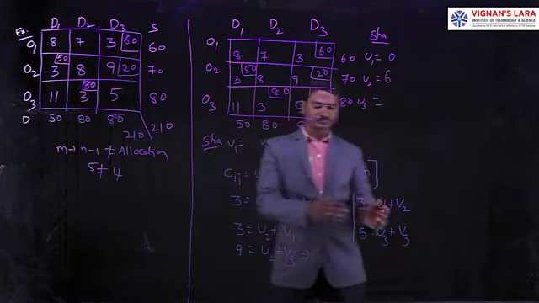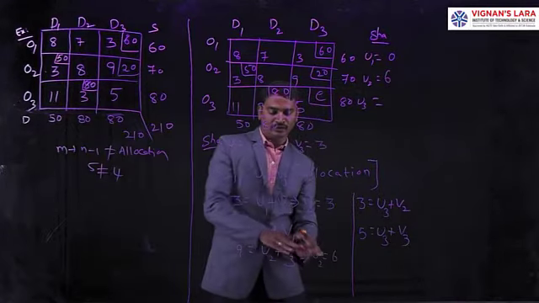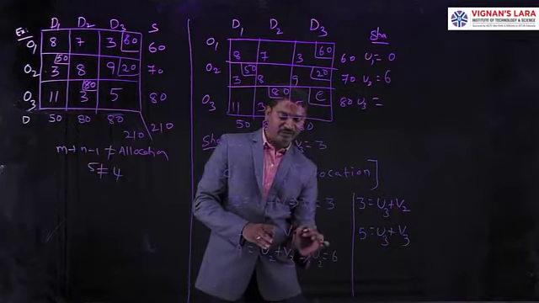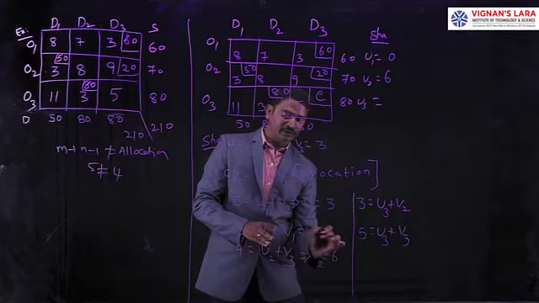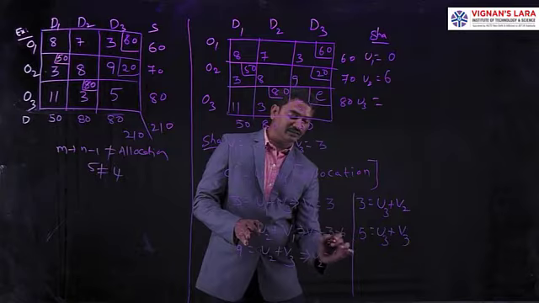Next, here we know the U2 value, so we are going to substitute this U2 value in this equation. From this we are going to obtain the V1 value. V1 is equal to 3 minus 6, which is equal to minus 3.